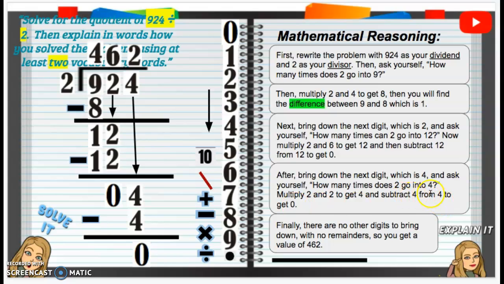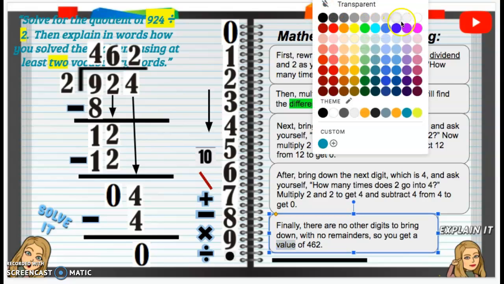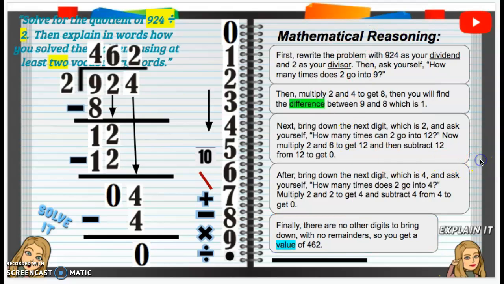No, not a 444 from Wendy's. We were subtracting 4 from 4, and we get 0. Finally, there are no other digits to bring down with no remainders, so you get a value of 462. I do know that that word value is a vocabulary term, so I'm going to highlight that. I'll do that in blue. So good, we do have our 2 vocabulary terms with 2 on the lookout for future reference. And that is it for our writing, so great job.